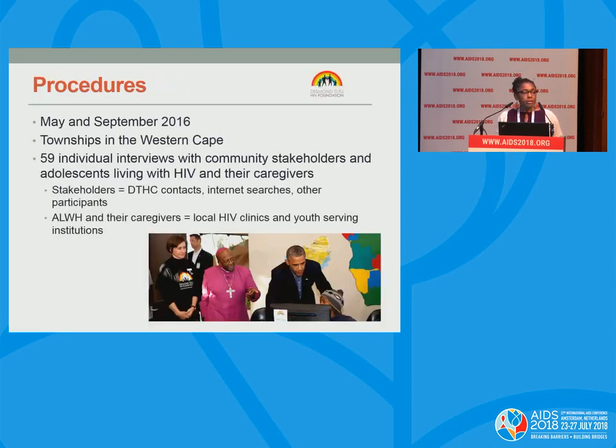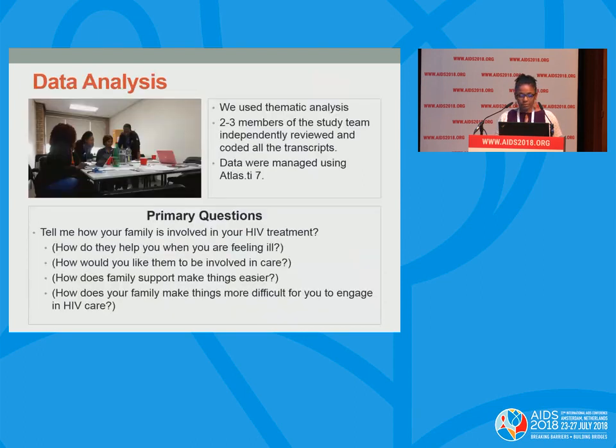We partnered with the Desmond Tutu HIV Foundation, and data were collected between May and September 2016. We conducted 59 semi-structured interviews with community stakeholders and adolescents living with HIV and their caregivers. We asked a number of questions to get at social structural determinants, but this presentation focuses on the role of families in particular, because that was one of the most proximal influences on their treatment retention and engagement.